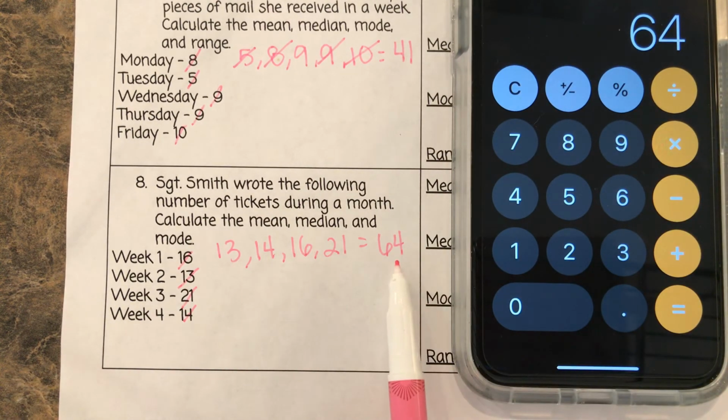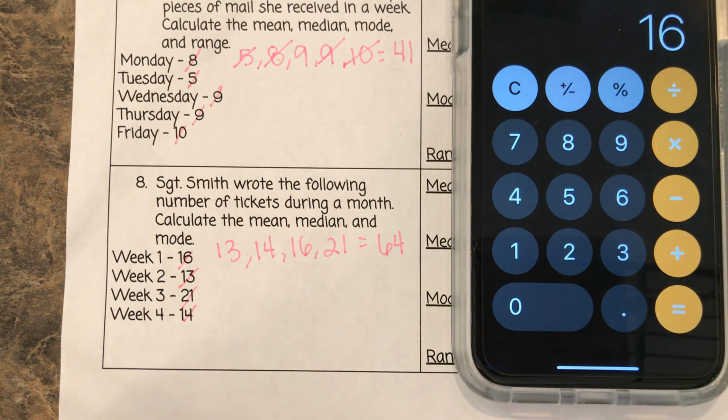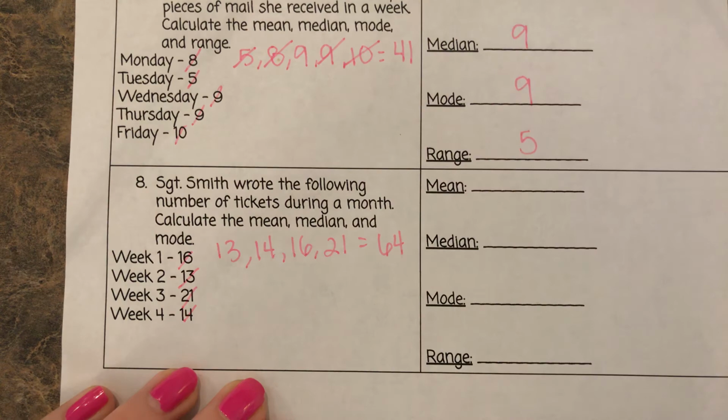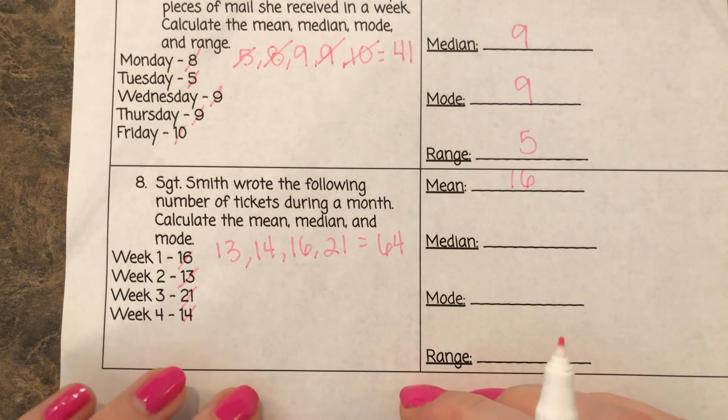Okay, we have to take our total and divide by the number. And we know it's 4 because we had 4 weeks. So 64 divided by 4. All right, so on average, he wrote 16 tickets per day. I mean, not per week.